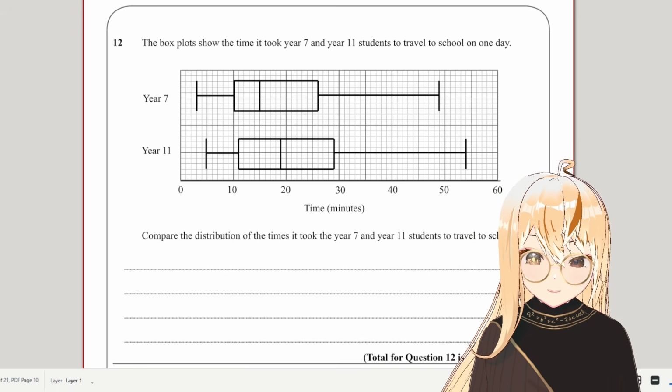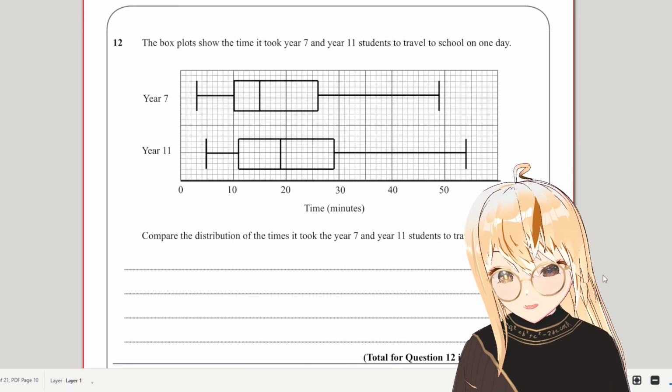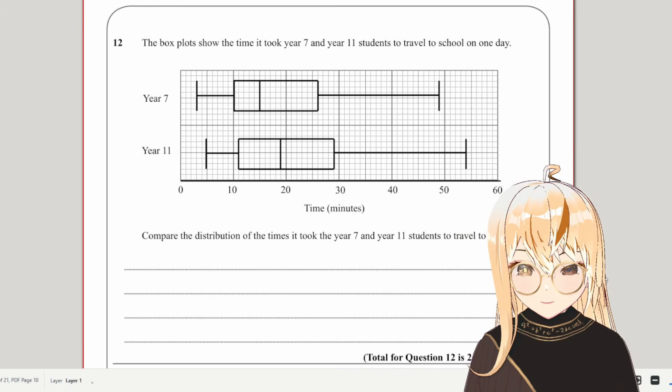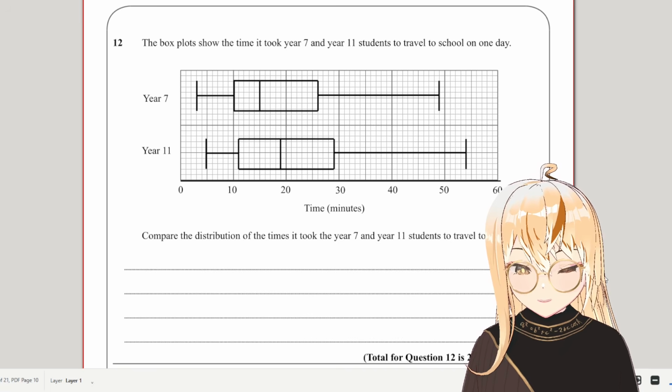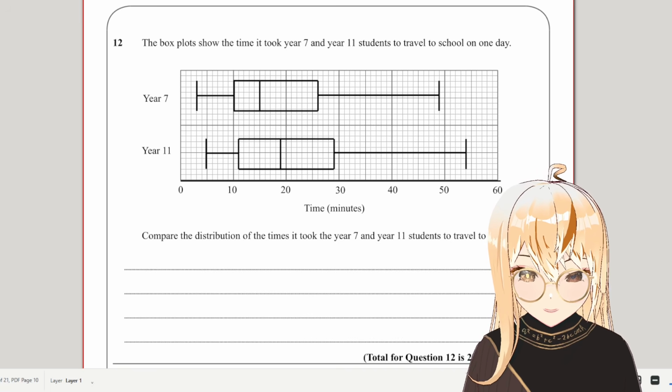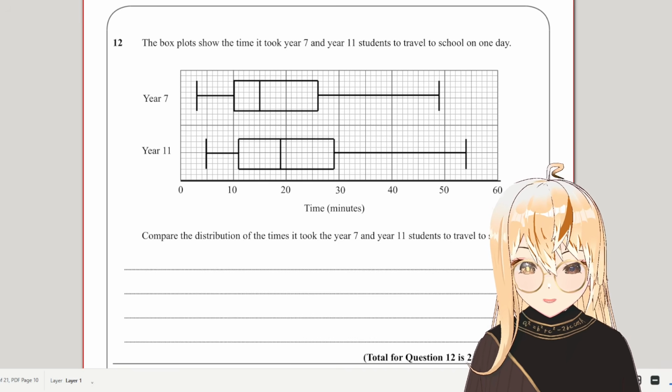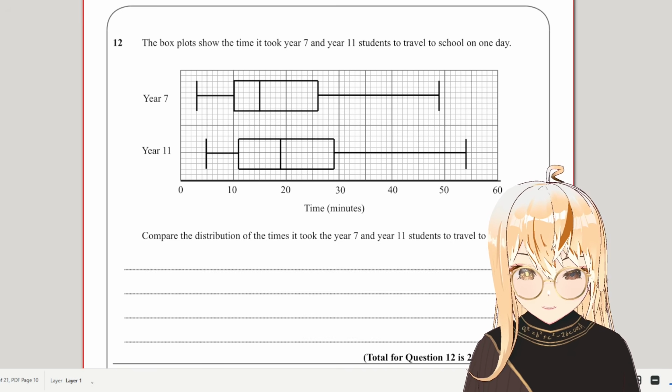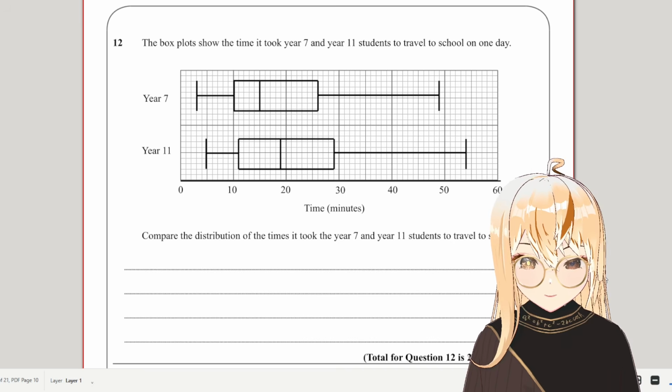So I'm kind of lazy, so I'm just gonna speak. So we can compare the medians by looking at this. The year 11s took longer on average because the median is higher at 19, and the year 11s had a bigger spread of times because the interquartile range is bigger.